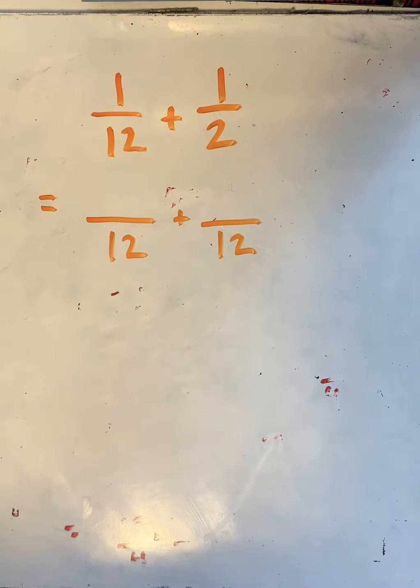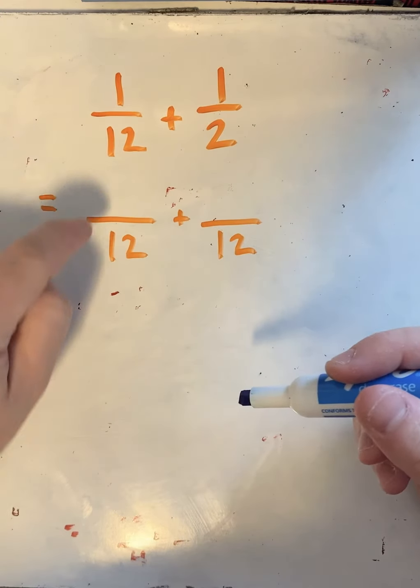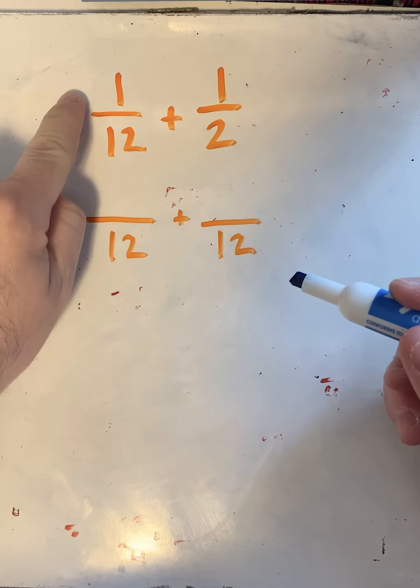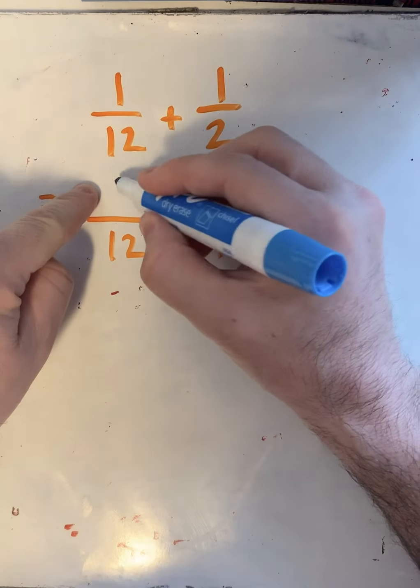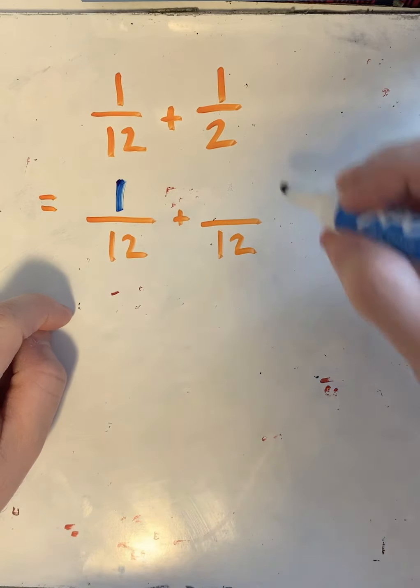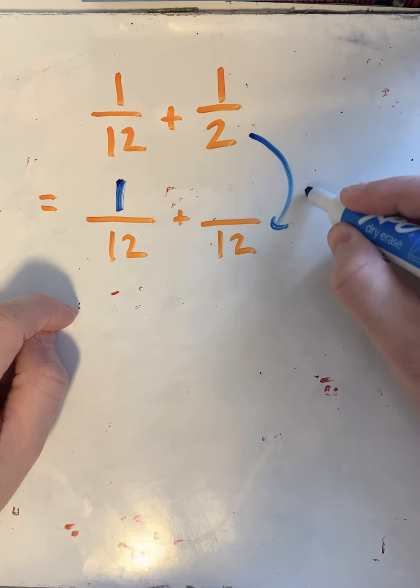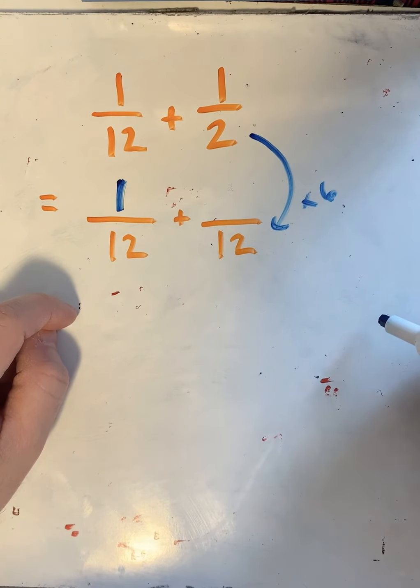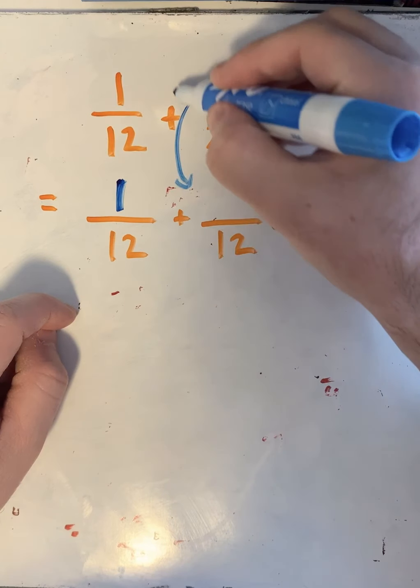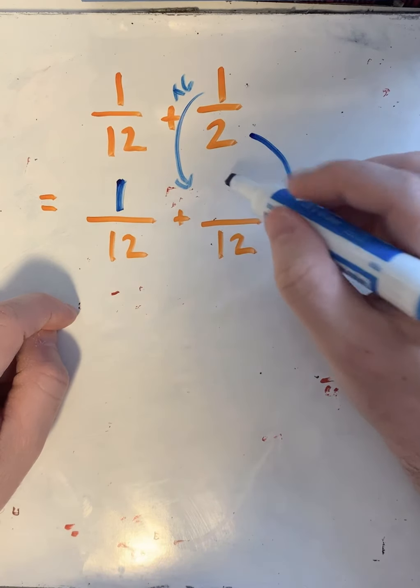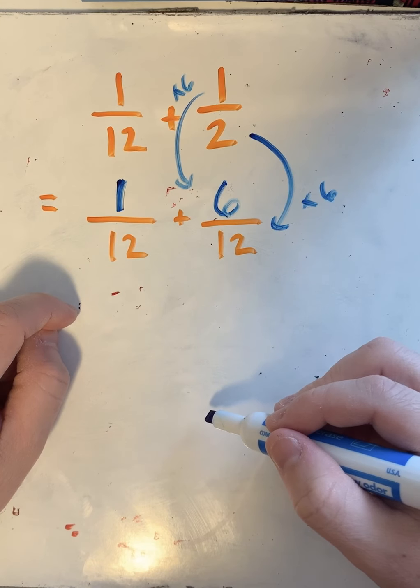I next ask myself, what did I do to get from this 12 to this 12? I didn't do anything. So I'm going to carry down this one as well because I'm not doing anything to there. But what did I do to get from this 2 to this 12? Well, I multiplied by 6. So I have to do the exact same thing here. I've got to multiply by 6. 6 times 1 is 6.